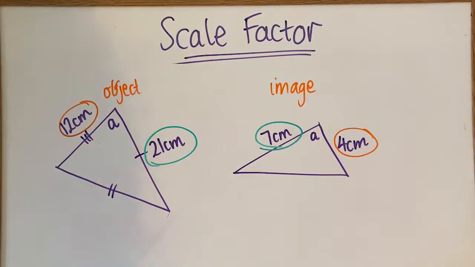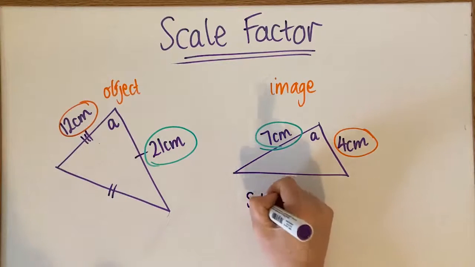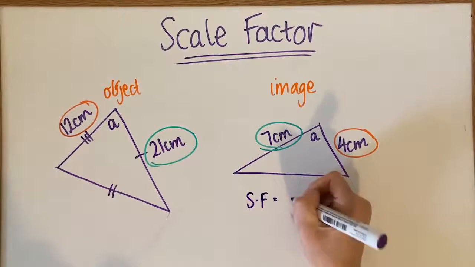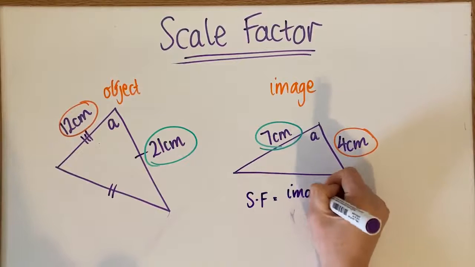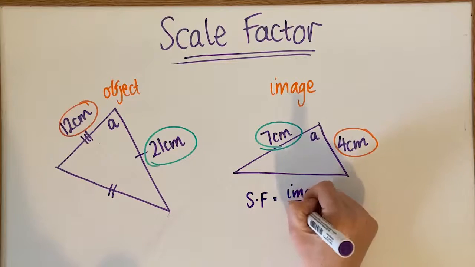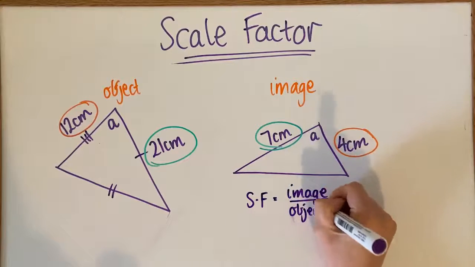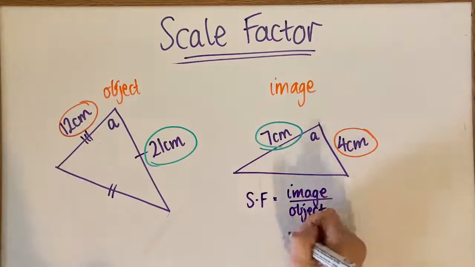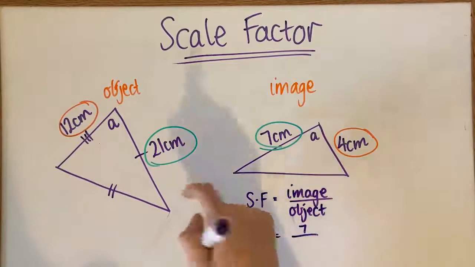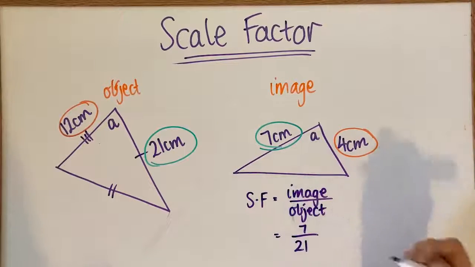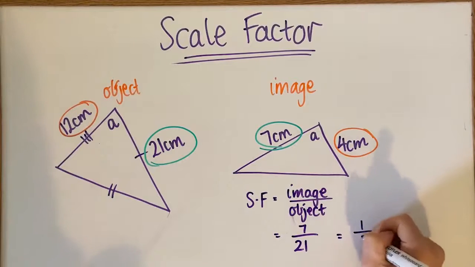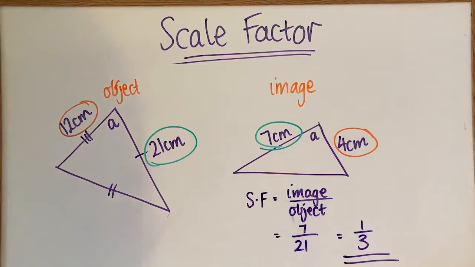So we can see that this time we've shrunk, we've done something different to our last few questions. So it's really important to know what goes on top and what goes on the bottom. So you've got to put the image on top as always. So I'm going to pick these green ones. So the image is 7 and the object is 21. 7 over 21 can be simplified to a third, and that is your scale factor.